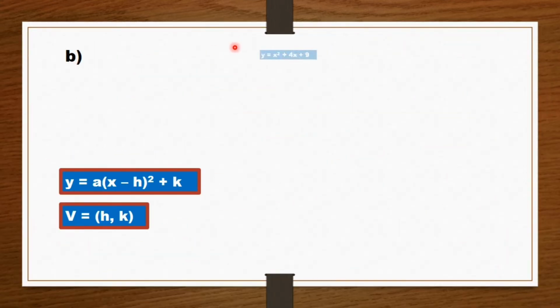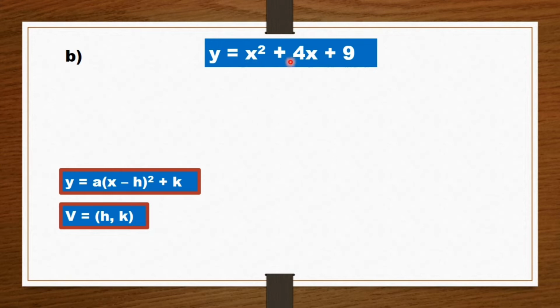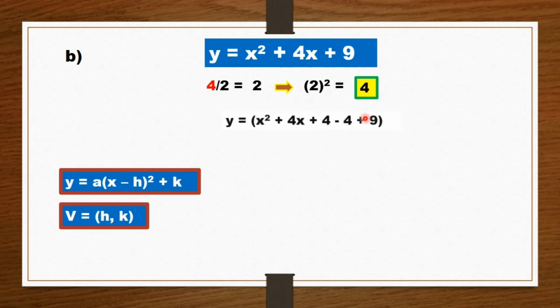Problem B. y is equal to x squared plus 4x plus 9. So the x term coefficient here is positive 4. So we divide it by 2 and square it. So 4 divided by 2 is equal to 2, and 2 squared is equal to 4.